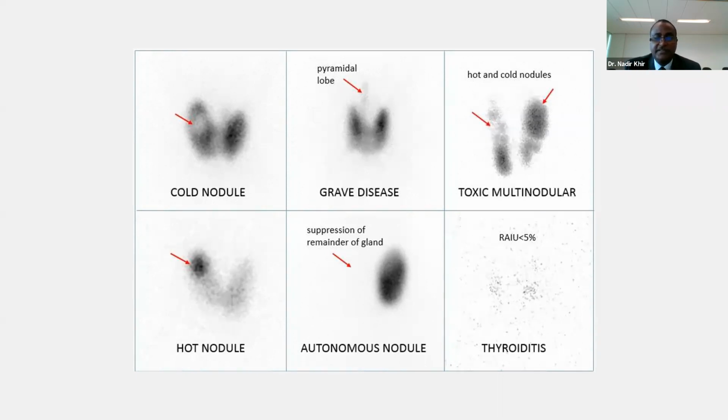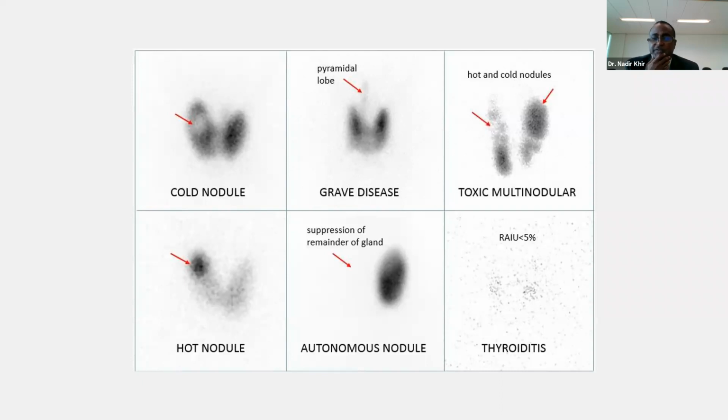The hot nodule took all the radioactive iodine. Sometimes this autonomous nodule takes everything and will not leave even normal uptake for the rest of the thyroid, and you can see complete suppression of the remainder of the gland, as if the gland does not exist. And in thyroiditis, you almost cannot see the thyroid.